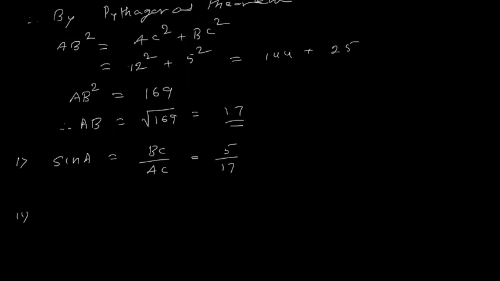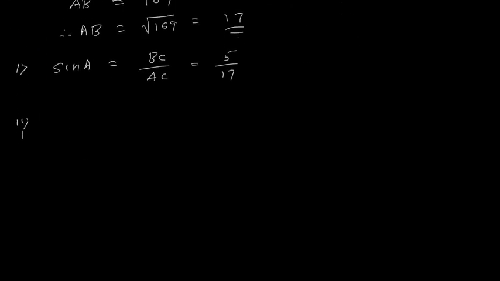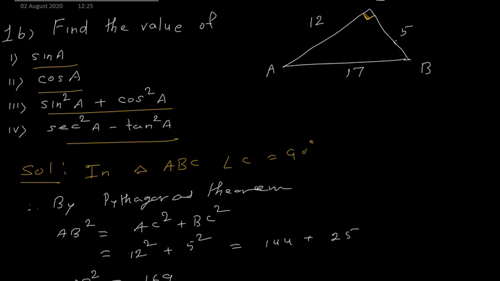Second, we have to find out the value of cos A. Okay. Now what is the value of cos A? Cos A, adjacent side of angle A is AC. Okay, I hope you all understand how to find the adjacent side, the opposite side, and the hypotenuse. Hypotenuse is always the longest side. So in this triangle, if angle C is 90 degrees, then remove this C from ABC. What you get? You get AB. So AB is going to be your hypotenuse.